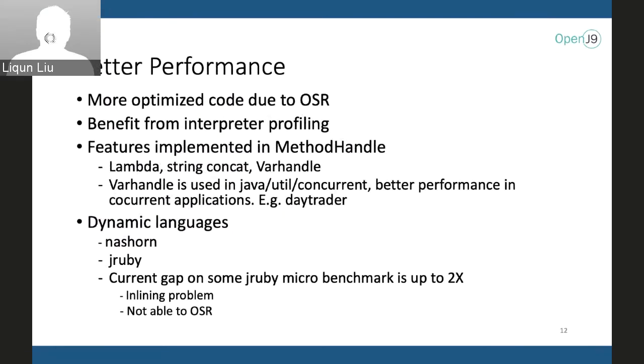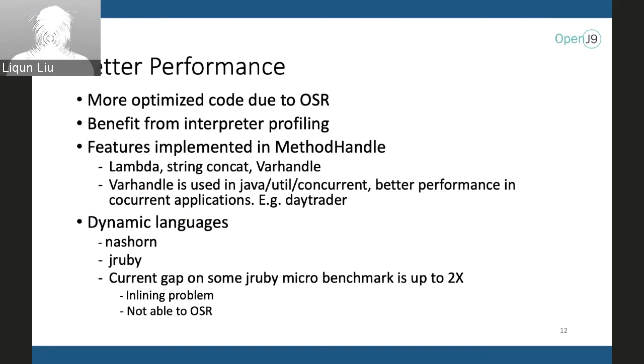The second benefit in the JIT is better performance. So with OSR, we can enable more optimizations, and that will result in more optimized code. And we also get the benefits from interpreter profiling because the method handle is implemented in bytecode now. Thirdly, for features implemented with method handles, we expect them to run faster. Features like lambda, string concat, and var handle. Notice that var handle is used in the java.util.concurrent package, so there should be better performance in concurrent applications like DayTrader.